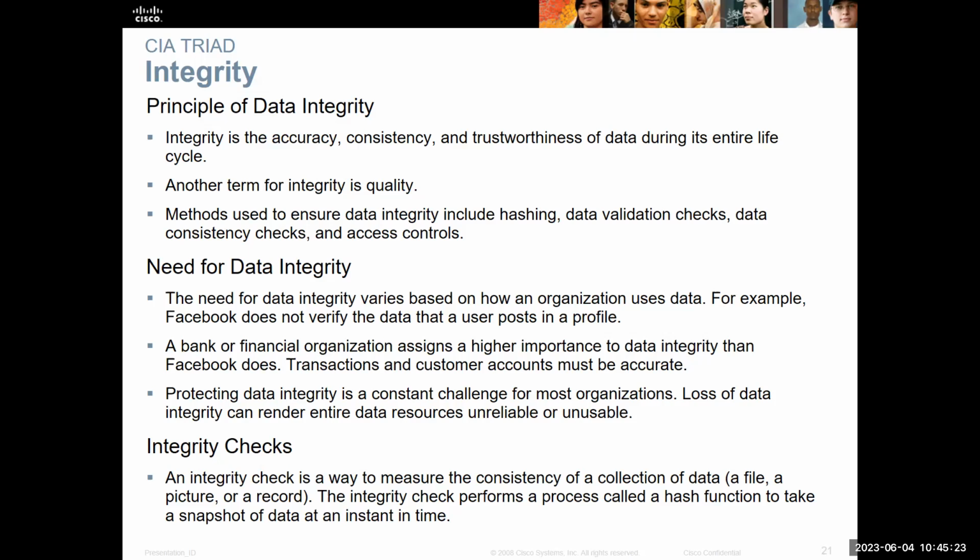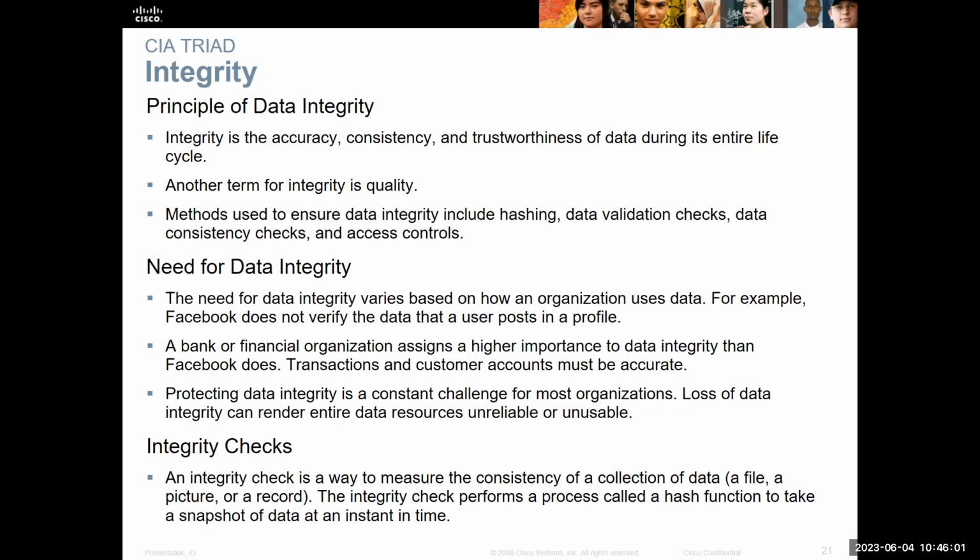Yeah, yeah. Okay, so why do we need data integrity? The need for data integrity varies based on how an organization uses that data. For example, Facebook does not verify the data that a user posts in a profile, isn't it? Whatever you post on your profile, it doesn't matter to Facebook. Does it matter? Of course it doesn't, because this is a social media platform. So whatever you feel like sharing, whatever you feel like letting other people know and see about you, that is up to you. It's not their business.